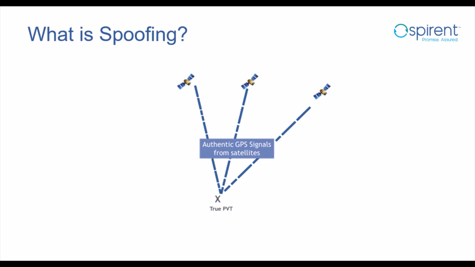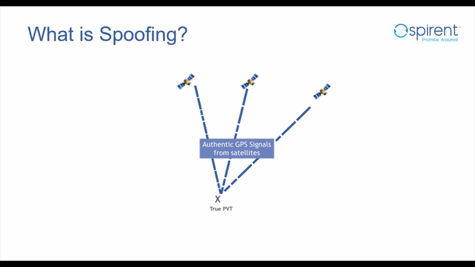Well, before we look at SimGEN's new spoofing feature, let's first consider what spoofing is. Under normal circumstances, your device will receive the GNSS navigation signals from satellites in space orbiting the Earth. And from these signals, your device is able to determine exactly where it is, both in time and space.